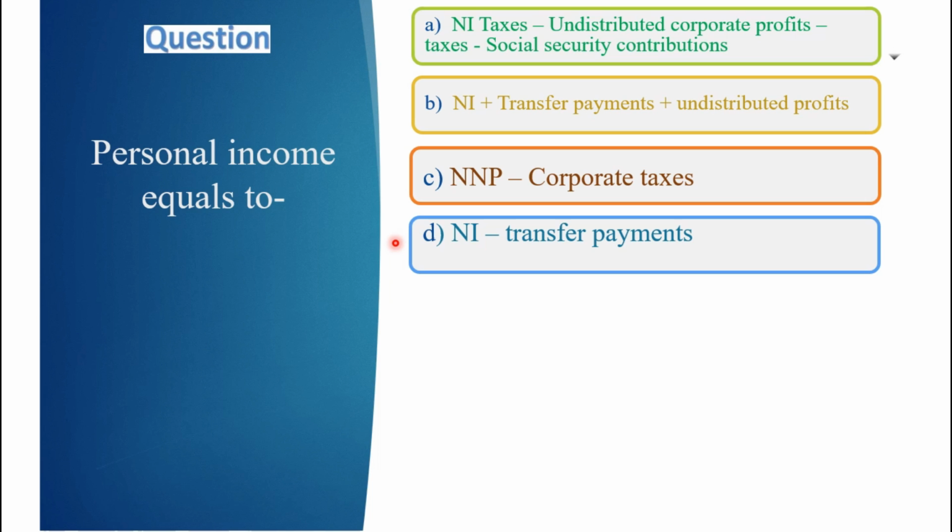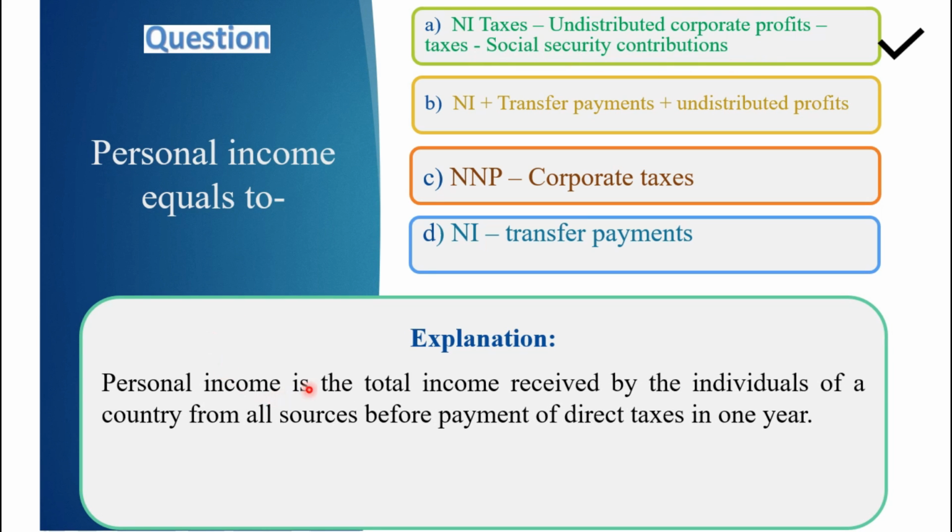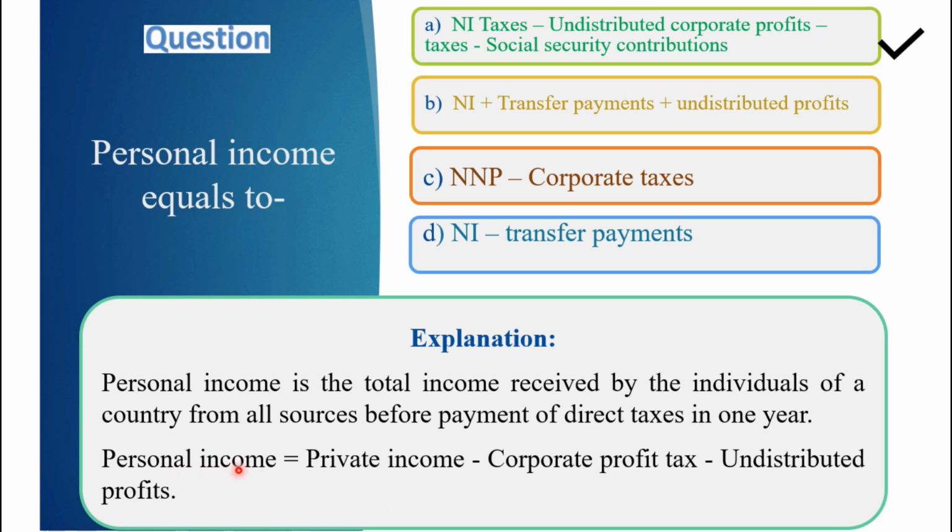And the correct answer for this question is option number 1, national income taxes minus undistributed corporate profits minus taxes minus social security contributions, because personal income is the total income received by the individuals of a country from all sources before payment of direct taxes in 1 year. In other words, personal income is equal to private income minus corporate profit minus undistributed profits.